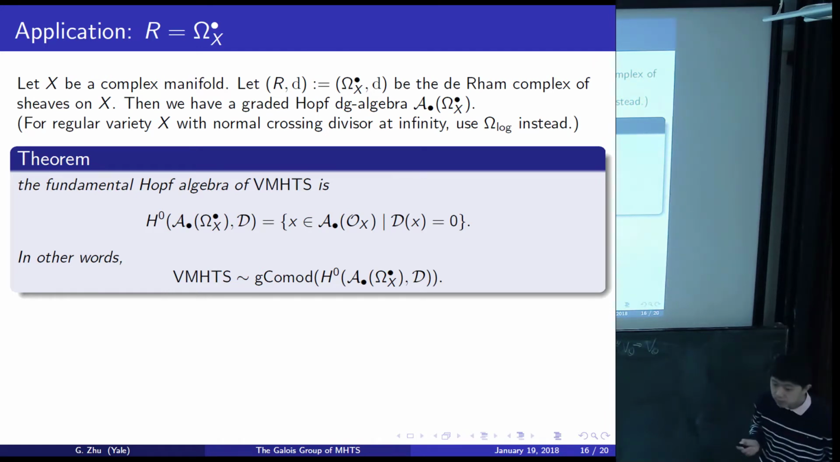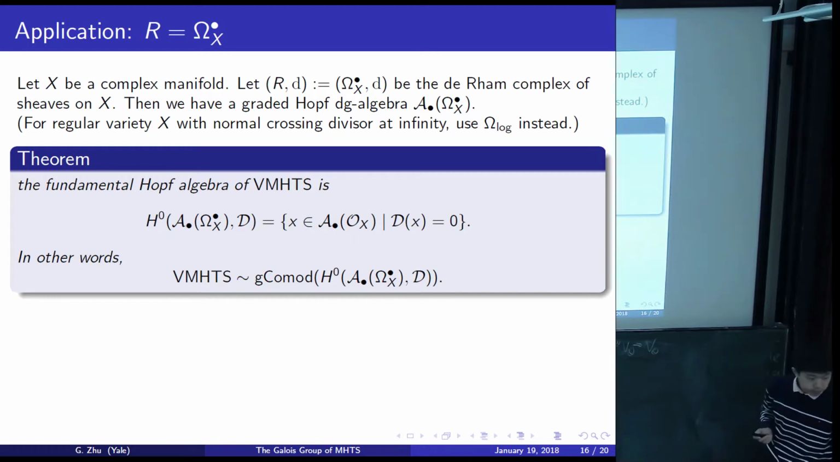Do you have a base point on X? Is R connected or something? No, augmented, sorry. No. So in other words, this category is the graded comodules of the right-hand side.